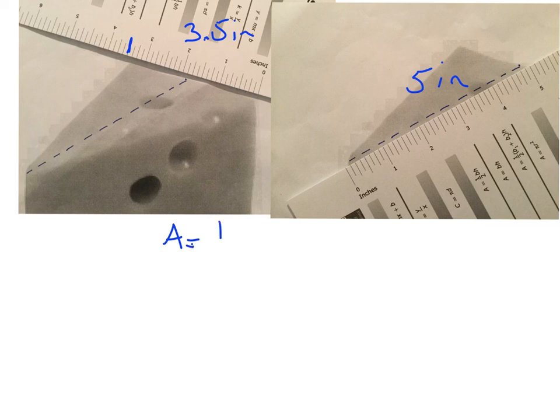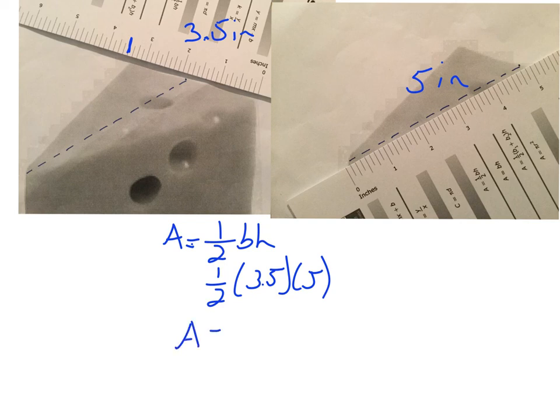Okay, formulas. Area equals, it is a triangle. The base of that is a triangle. So 1/2 BH, 1/2 times 3.5 times 5. 3.5 times 5 is 17.5. You divide that in 2 because, again, triangle, you're getting 8.75, and that is square inches.